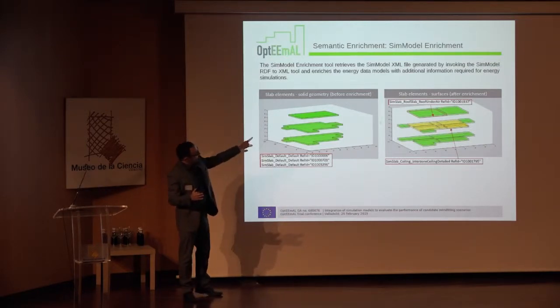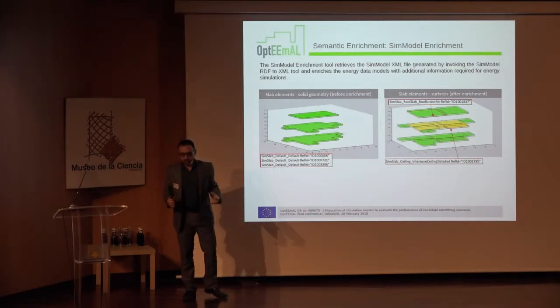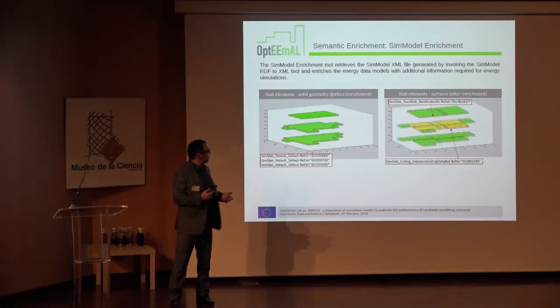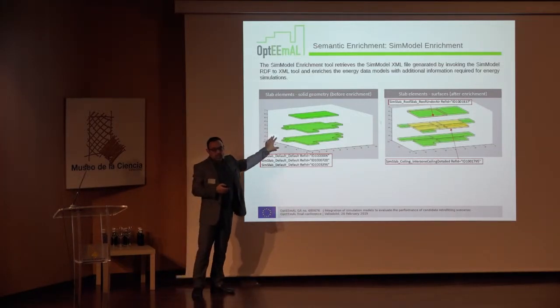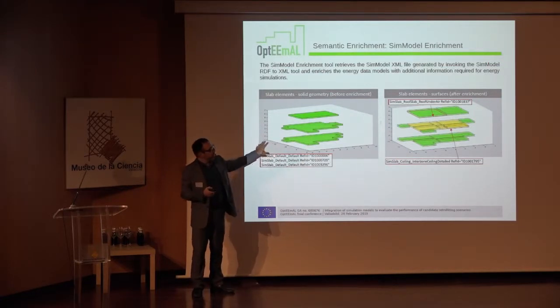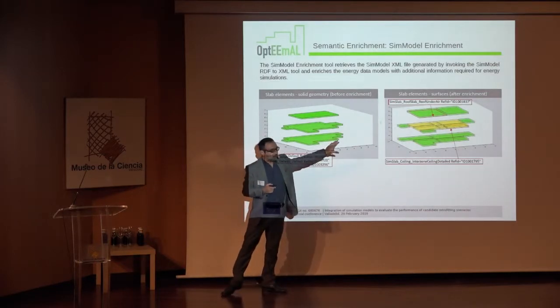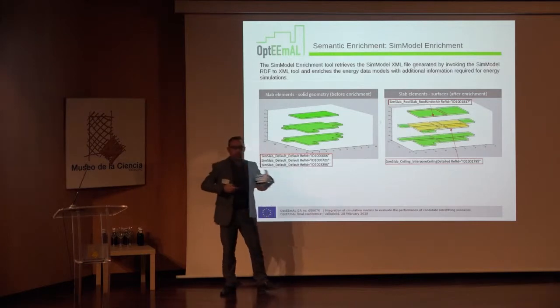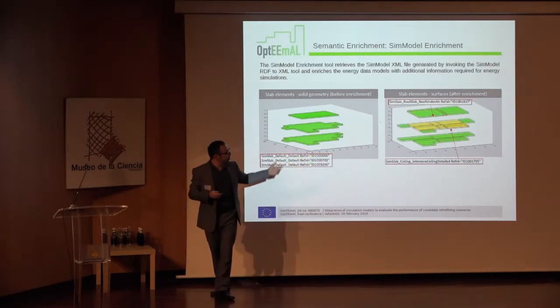So in this C model we fuse all the geometric and non-geometric information that is required for simulations. And here, as you can see on the left, is what initially the C model has from the architectural component, and after the enrichment, you see on the right how the C model is populated with the new required geometric information for building simulations.